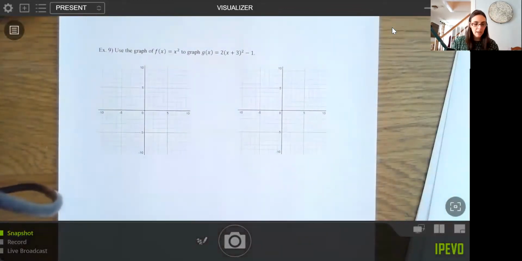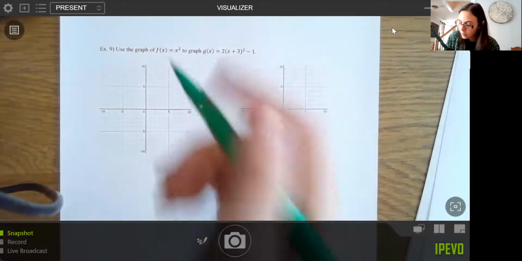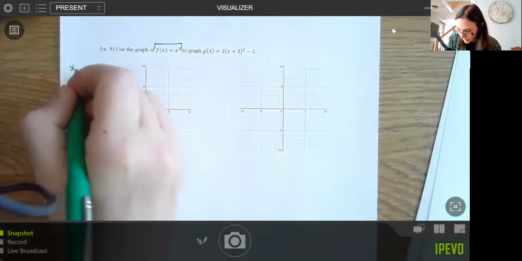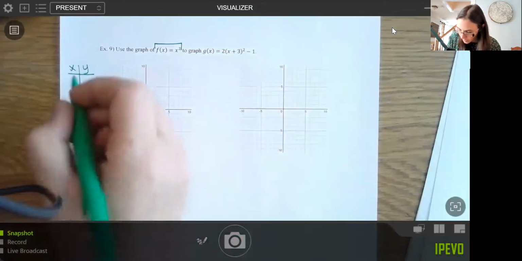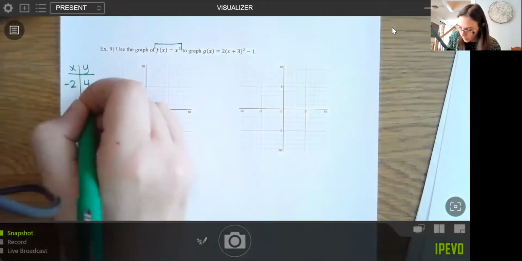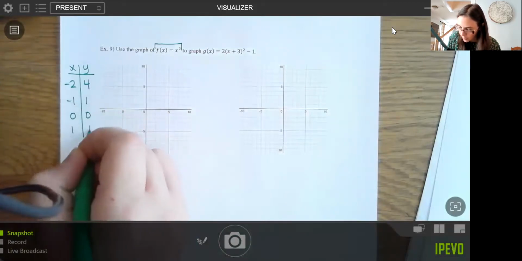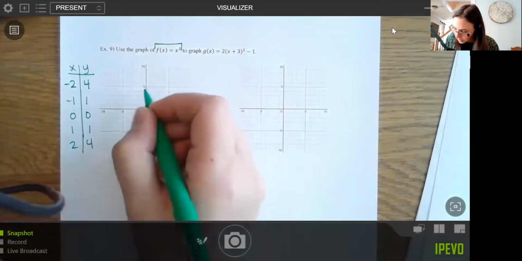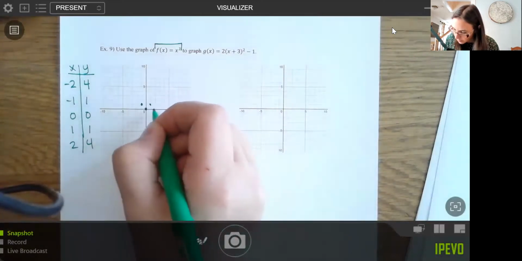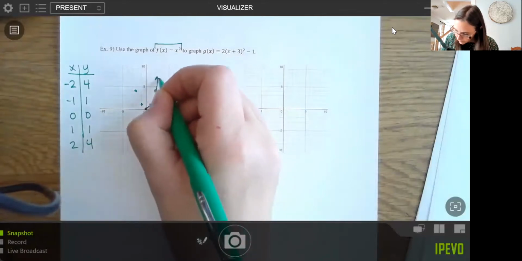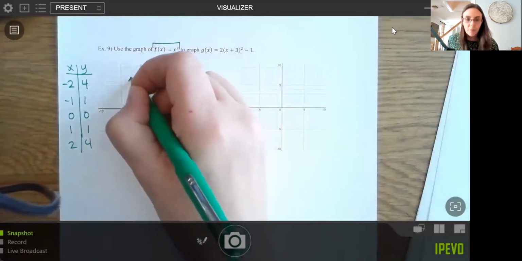So here we're going to go back and use a standard parent function. So this is our x² function. It's going to be that U shape. And we've seen it before. And our values were -2, 4, -1, 1, 0, 0, 1, 1, and 2, 4. So our starting graph looks like this.